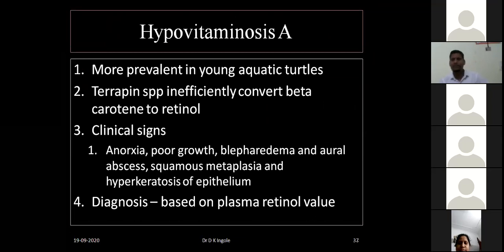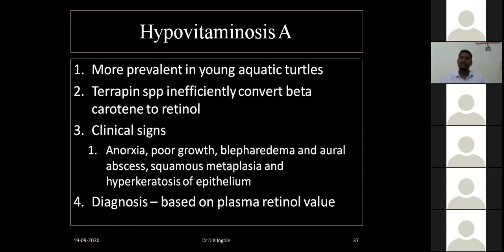So hypovitaminosis A. Most of the time, these conditions are more prevalent in young aquatic turtles rather than the tortoises which are found on land, and young animals suffer more, because terrapin species inefficiently convert beta carotene to retinol, and therefore we have to continuously supply vitamin A through the diet. Then what are the clinical signs?